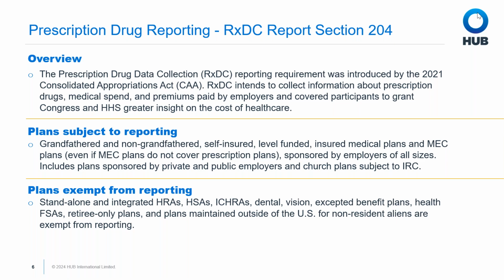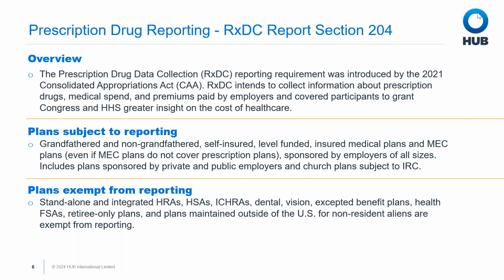Which plans are exempt from RxDC reporting? Any standalone or integrated health reimbursement arrangements, known as HRAs, health savings accounts, known as HSAs, individual coverage HRAs, known as ICHRAs, as well as any type of excepted benefit programs, which include dental and vision plans, plans that cover only critical illness or hospital confinement, in addition to health FSAs, and plans that only cover retirees. If you sponsor a plan that is only available to retirees, and does not cover any active members, the plan that is a retiree-only plan would be exempt from RxDC reporting.